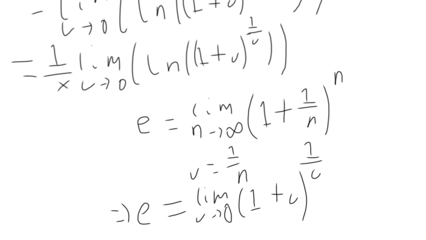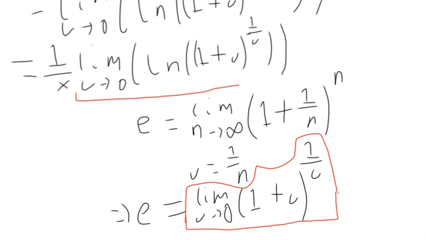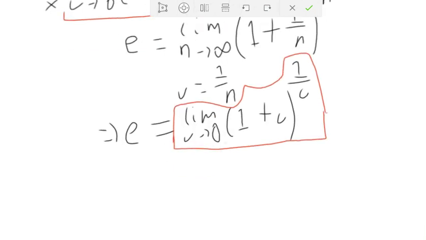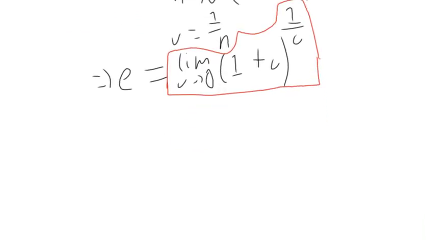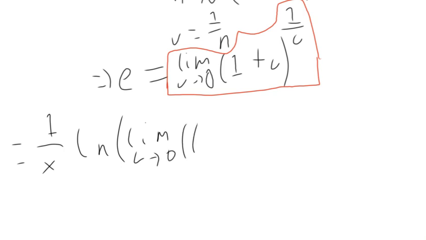Now, does this look familiar? This right here is precisely this right here, if you just switch the order of natural log and limit again. So actually, perhaps I'll do that to make it more clear. So this will be 1 over x in the front times the natural log of the limit as u goes to 0 of 1 plus u to the 1 over u. I should probably put a parentheses right here.